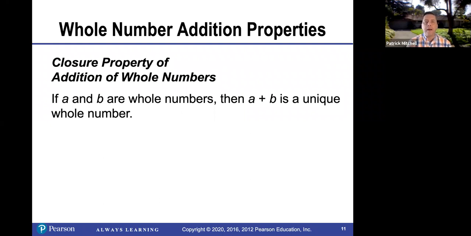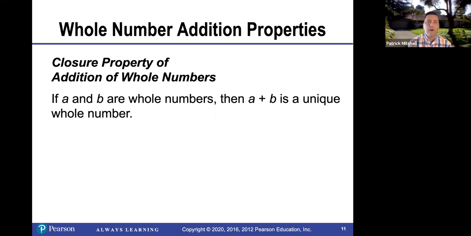The closure property of addition of whole numbers says that if A and B are whole numbers, then A plus B is a unique whole number. So that says two different things. First of all, it says that A plus B is a whole number. And the word unique tells you that there's only one answer. So you might appreciate this a little bit more if I give you an example of something that does not have the closure property.